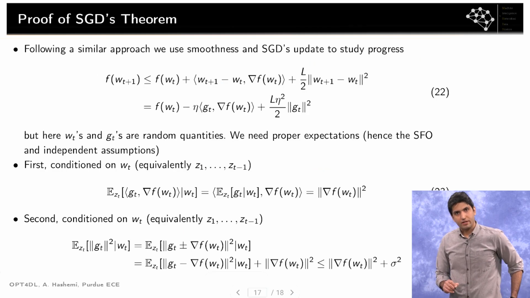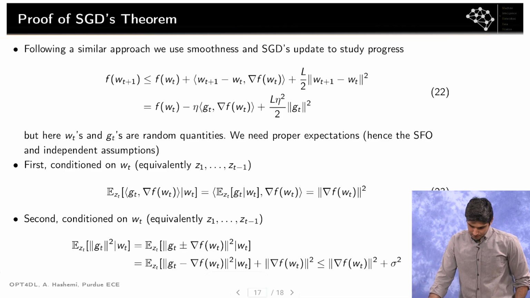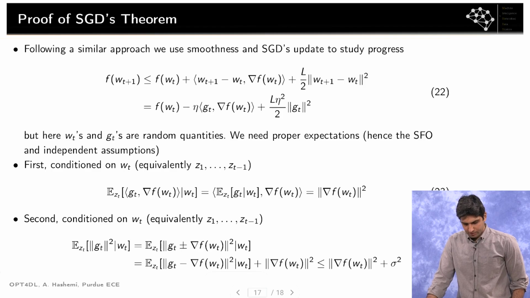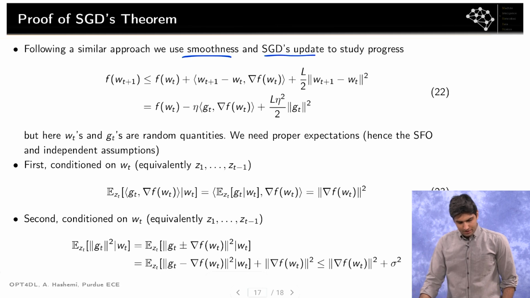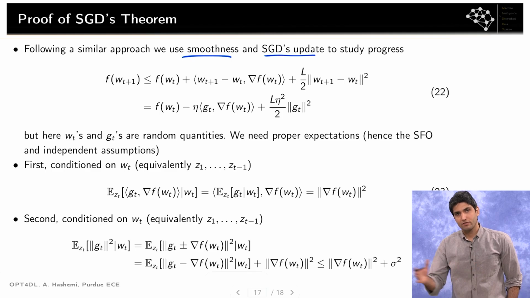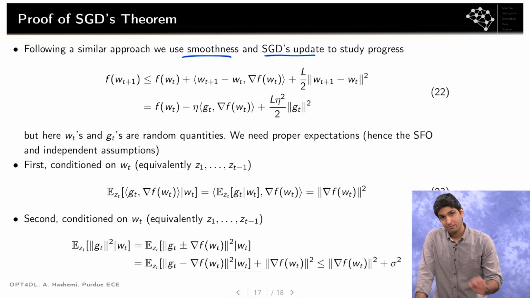Now let's talk about the proof of the SGD method. And it shouldn't be a surprise that we're going to follow a very similar approach. Okay, so we're going to again use smoothness to study the progress, and then we're going to leverage the update of the SGD algorithm instead of gradient descent. Now things become a little bit more complicated when we do so, because SGD by nature is a randomized algorithm. So the random decisions we've made in terms of selecting the mini batches or samples to find the stochastic gradient are going to determine the performance.